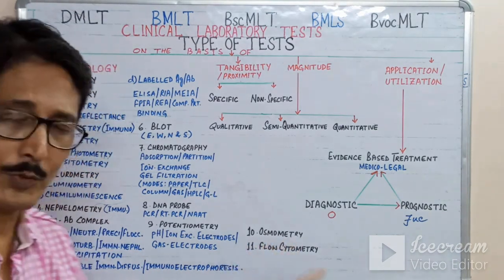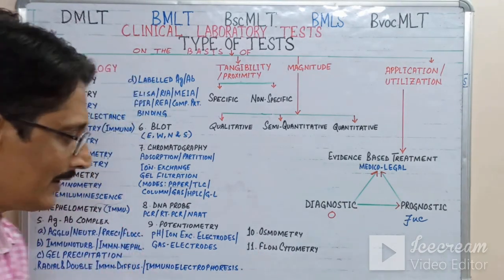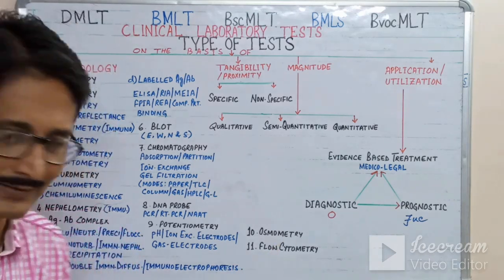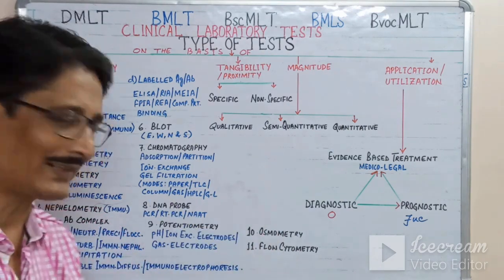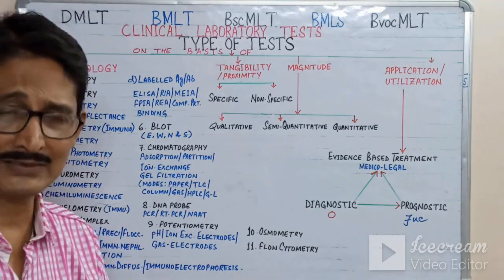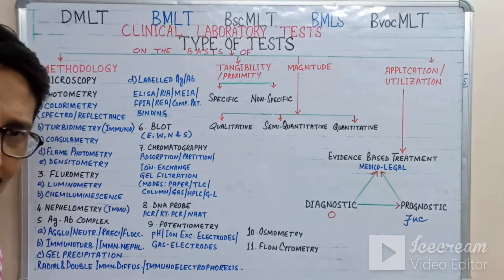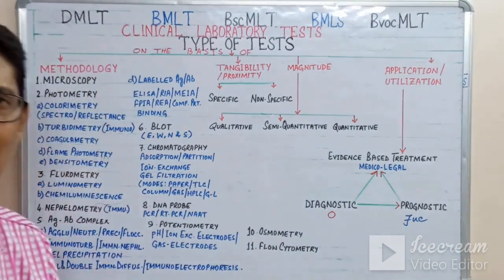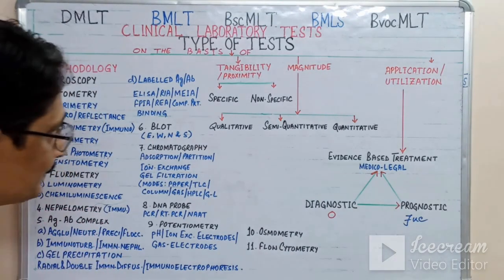Now number 10 is the osmometry, which is related to the term osmosis, and flow cytometry, which is very important. The majority of hematological tests are done nowadays by flow cytometry, and by using it we minimize the time of the bacteriological culture system, which generally took 24 hours to 72 hours, that is 1 to 3 days. Using the flow cytometry process we can perform the test within 3 to 6 hours.